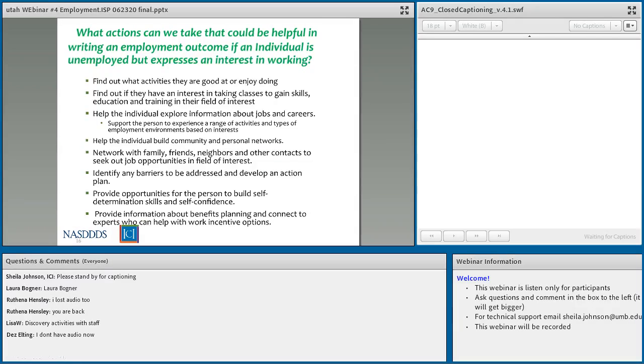And we should begin to be thinking about things like networking with family and friends, addressing specific barriers, moving into benefits planning, and those kinds of things at this point, if they're not sure what they really want to do. Thanks, Ruthina. A lot of those things on that previous poll that I had up are really part of that. Discovery is a way to capture that.